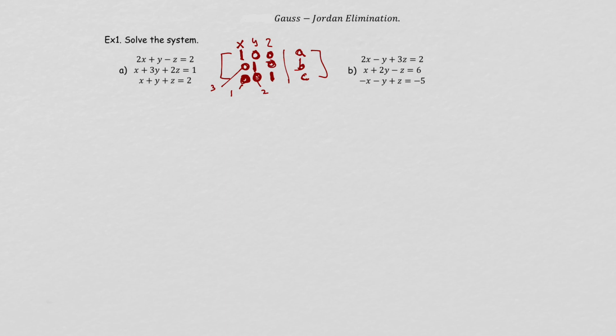So let me just show you the example. Let's change the equation into the matrix first. Copy the first equation, just the numbers without the variables. x has 2, y has 1, z has -1, solution is 2. Second equation, I have x 1, y 3, z 2, 1. Third equation, 1, 1, 1, solution 2.